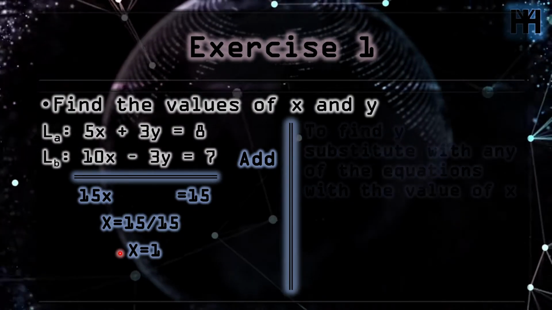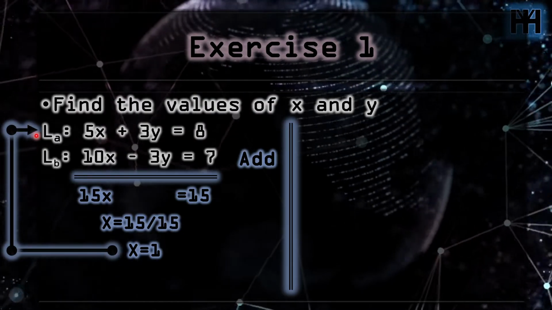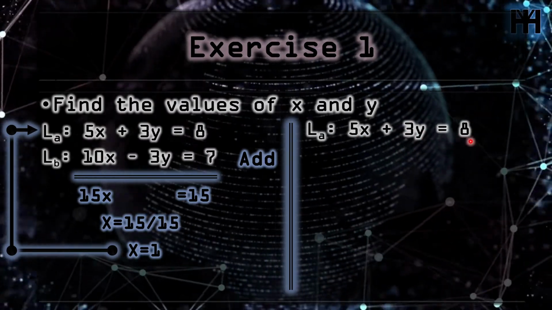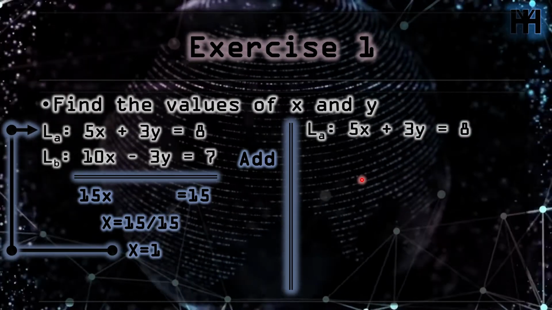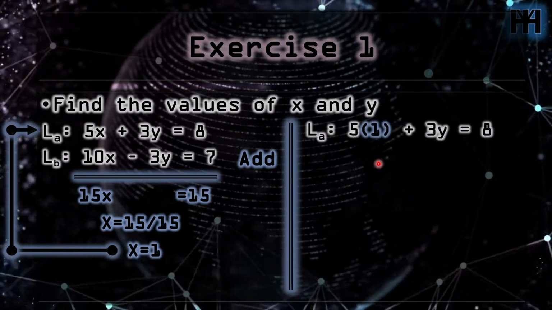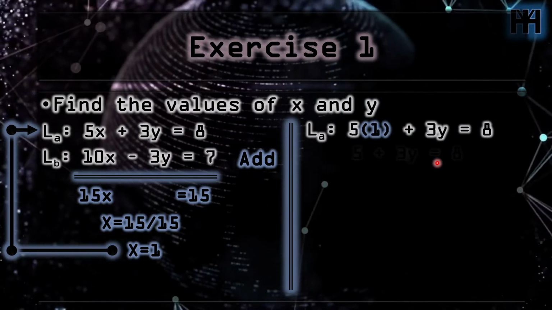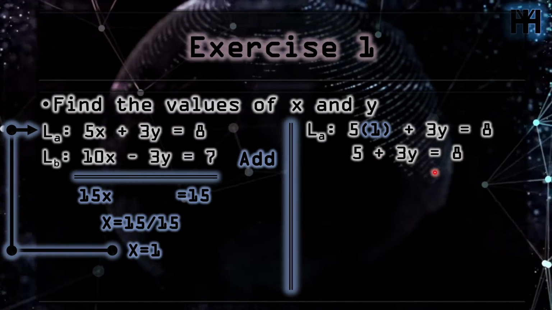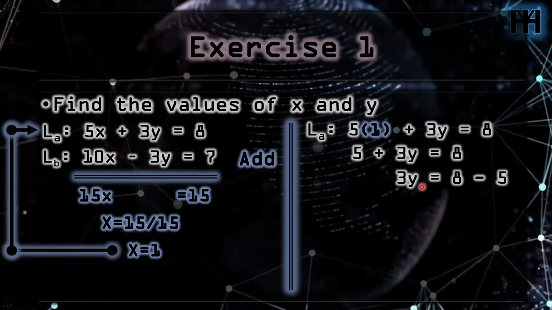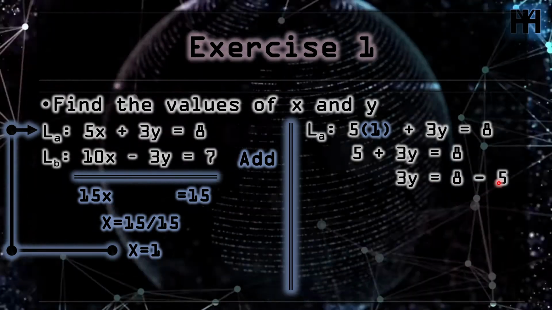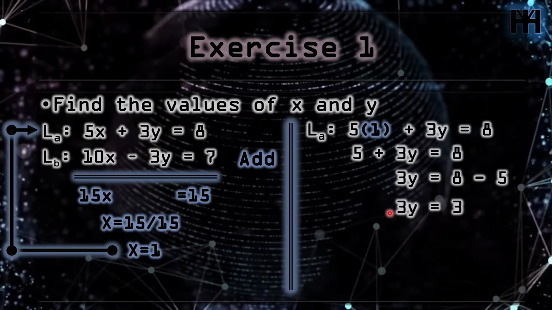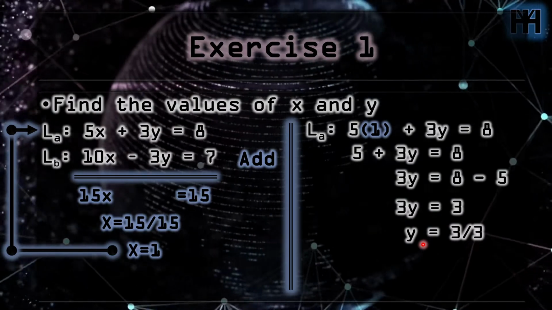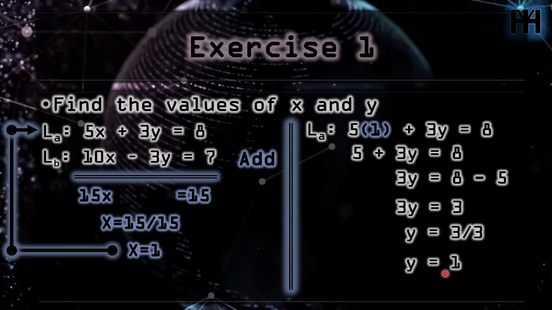Okay, so we substitute in LA. So we have LA 5x plus 3y equal 8. We know the value of x is 1. So we have 5 times 1 plus 3y equal 8. So it's the same as 5 plus 3y equal 8. So we send the 5 to the other side to be negative 5. So 3y will be equal to 8 minus 5. So 3y equals 3. So the y will be equal 3 divided 3. So the y is equal to 1.